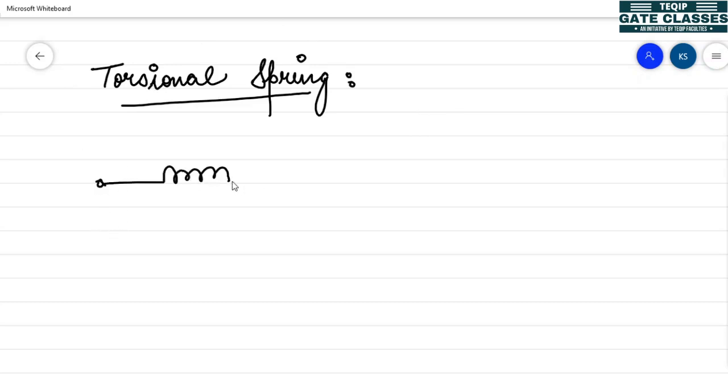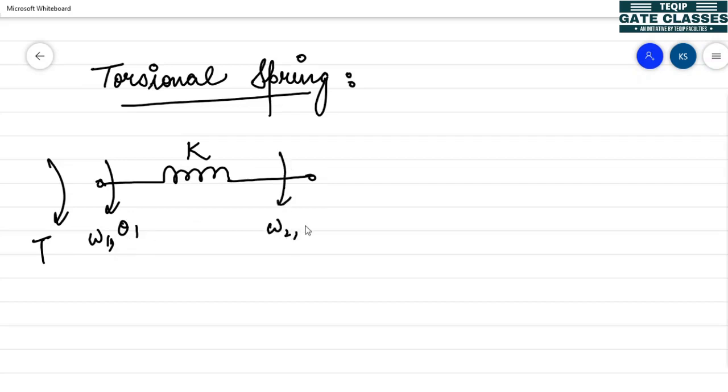To represent the torsional spring, we will take a spring only and spring constant is K. On the application of torque to it, there will be an angular velocity and angular displacement omega 1 and theta 1. Similarly, at another end, omega 2 and theta 2. The torque acting on it is equal to K (theta 1 minus theta 2). So now we have two energy storage elements and one energy dissipating element.